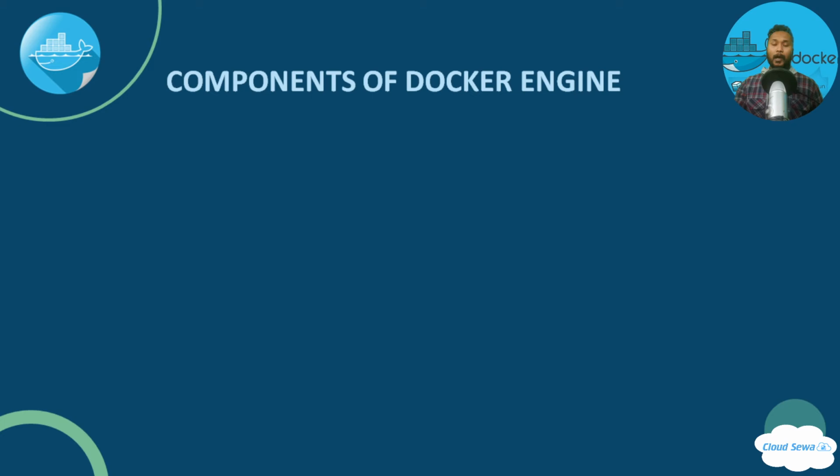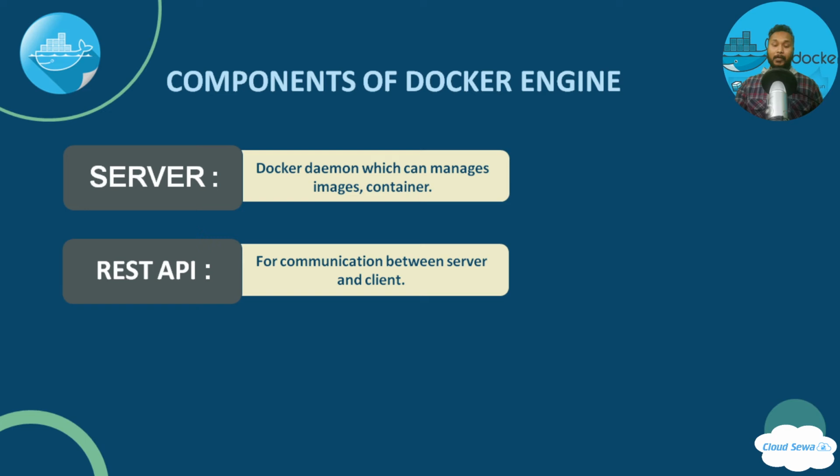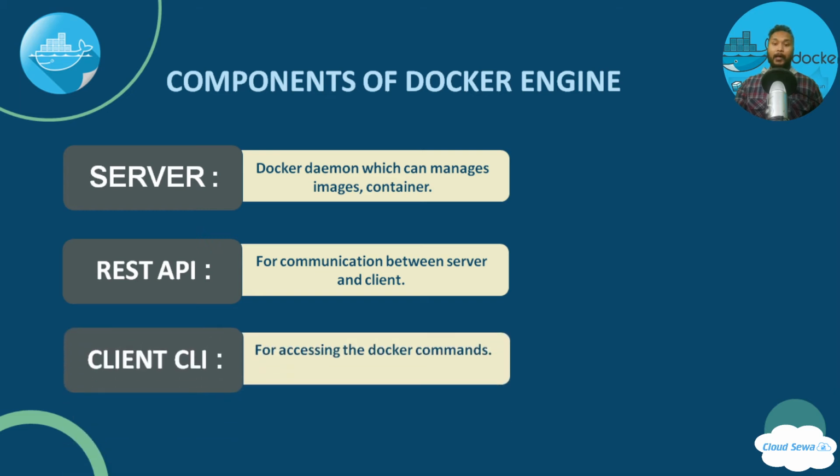So what are the components of Docker engine? We start with that. At first there comes the server, which is the Docker daemon, which can manage the images and the containers of Docker. Then it comes up with the REST API, which is responsible for the communication between the server and the client. And finally, there comes the client, which is used for accessing the Docker commands in your CLI, where you have the access of Docker.